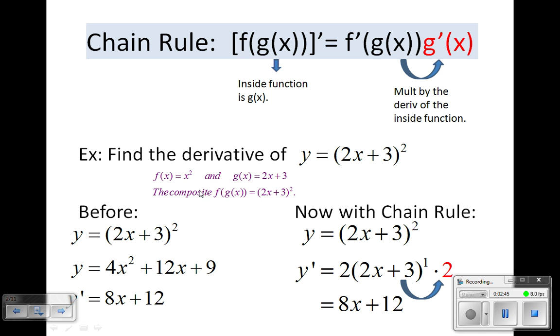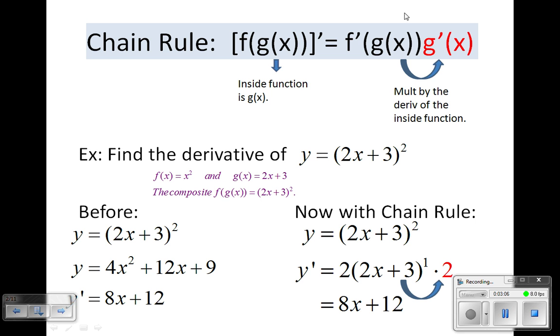And then I multiply by the derivative of the inside function, and the derivative of g of x is just 2. And so there it is. Then I simplified it and I got the same answer as I got over here. So this times 2 part is the part that we would consider the chain, because you have to remember to multiply by the inside function's derivative.